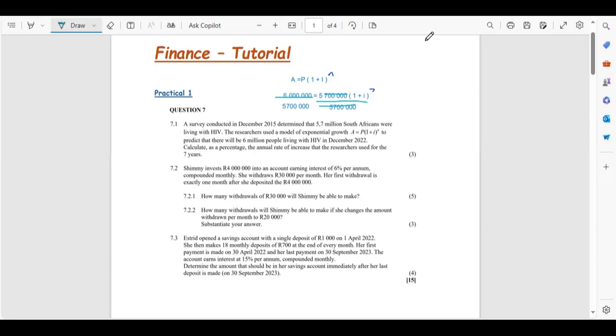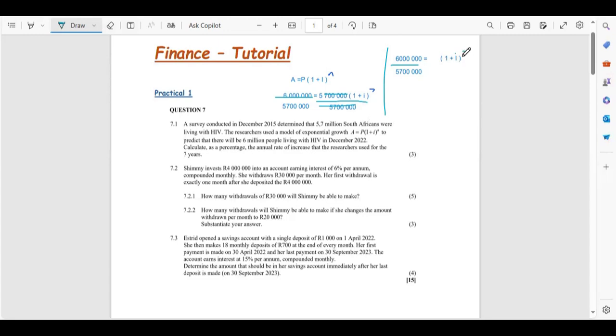And what am I left with now? Let me just write what I'm left with this side. Let me just draw a line here. So now I'm left with 6 million. So this 6 million divided by 5.7 million. All right. Now 6 million, and this is equals to 1 plus my interest, and all to the power 7. Now, this is my I. Now, the next step, because I need to remove everything up until I'm left with this I.